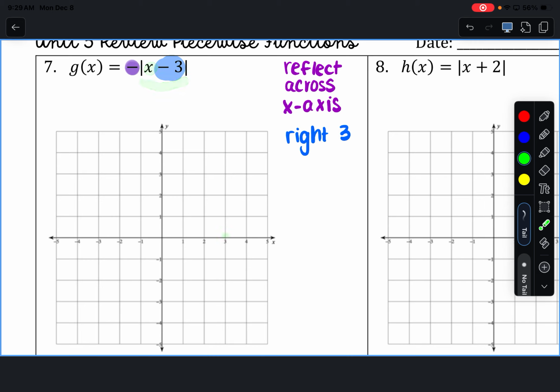That's why it's there. Okay, so now, using our transformations, what is our vertex? 3, 0. So our vertex is at 3, 0. Now, in the very front of our function, we have that negative. That is understood to be a -1. So it's going to go down 1 over 1, just like that.